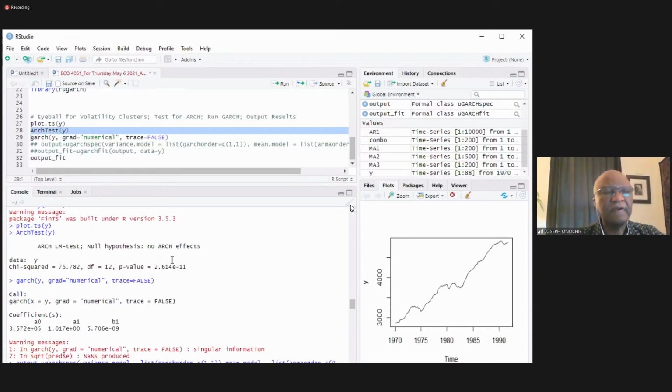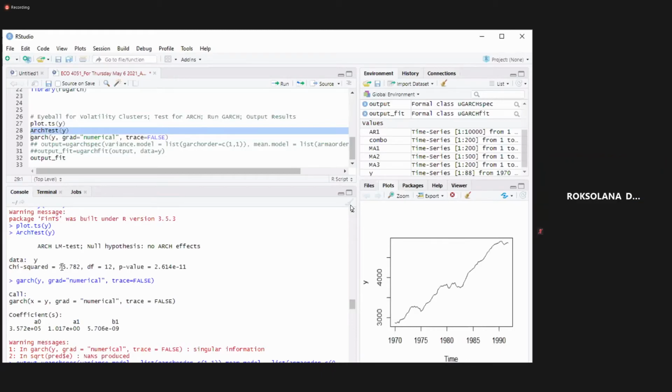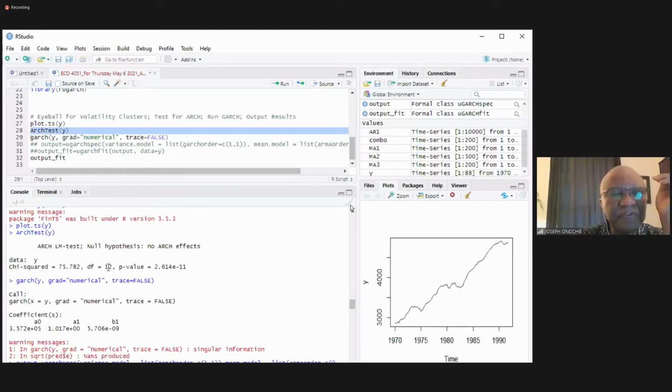Okay, here, guys. If you do the ARCH test command, this one, and you type it, this is the result it gives you. This result says ARCH Lagrange multiplier test. Null hypothesis, you see that? The null hypothesis is what? No ARCH effects. You see that? Okay, and then it gives me my chi-squared, degrees of freedom 12.